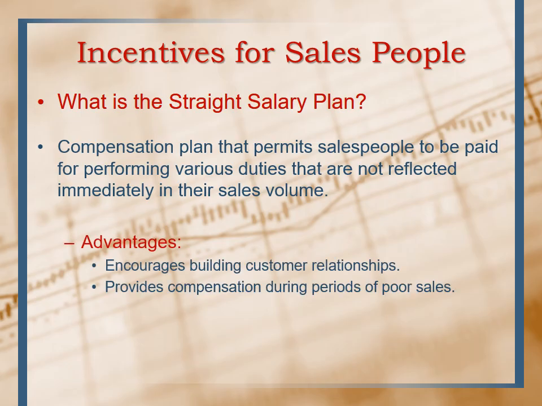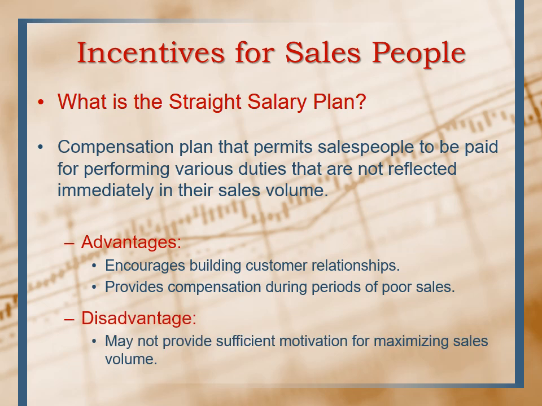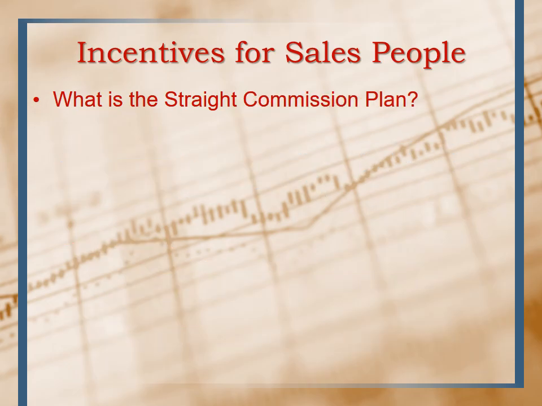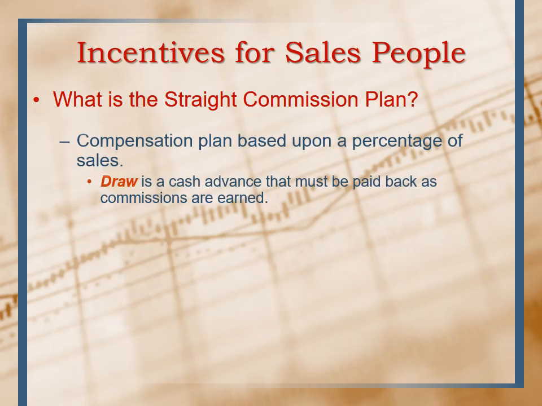Advantages are it encourages building customer relationships. It provides compensation during periods of poor or slow sales. But the disadvantage is it may not provide sufficient motivation for maximizing any sales volume or sales ability. Straight commission plan, based upon a percentage of sales. Draw is a cash advance that must be paid back as commissions are earned.